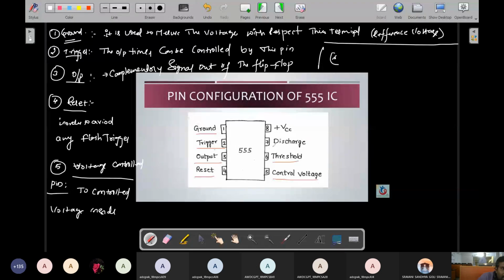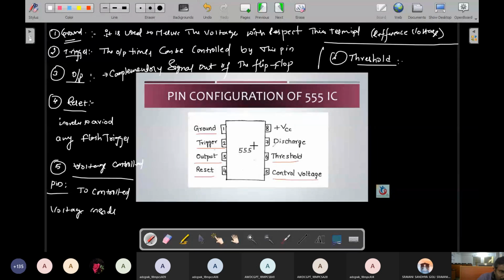And the sixth pin is threshold voltage. Threshold means, you already know the meaning of threshold. This is the minimum voltage required to conduct this 555 IC. This is called minimum voltage.